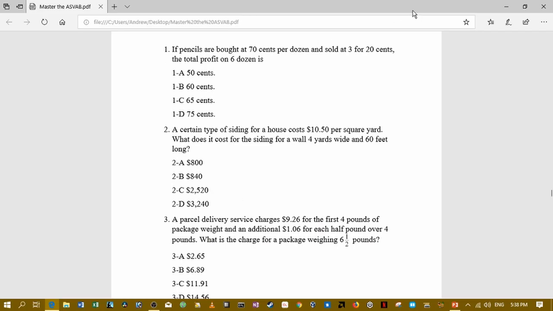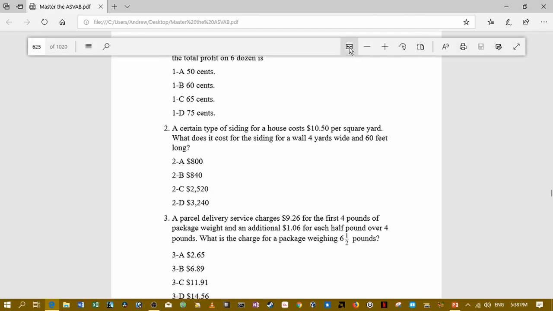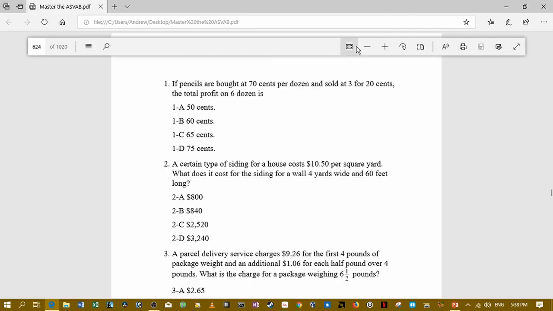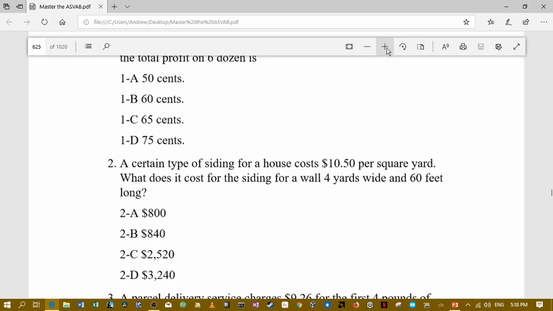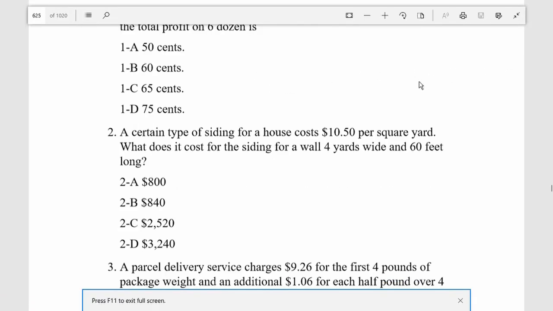Okay, let me just maximize the page for you. Let me grab my pen now. Okay, great.